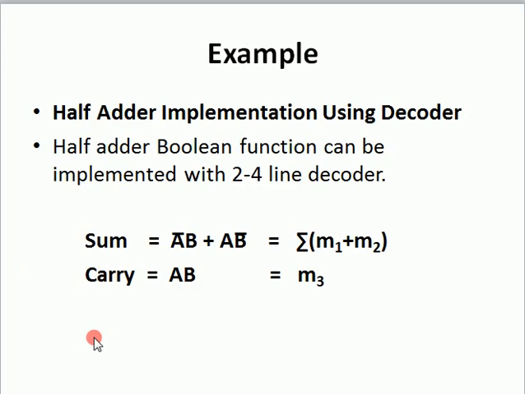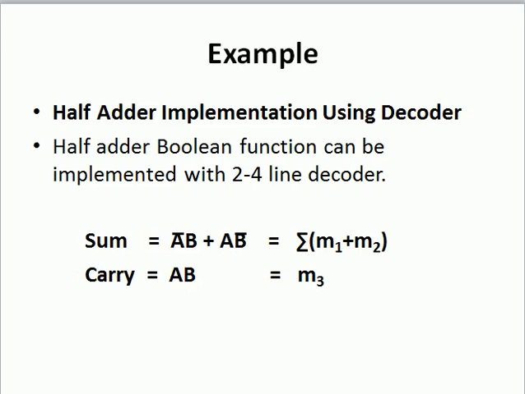Now let's suppose we have an example, in which we have to implement a half adder using a decoder. Basically, the half adder's Boolean functions can be implemented by using a 2 to 4 line decoder. If you remember, in a half adder the sum is equal to A complement B plus AB complement, that is the exclusive OR gate, and it is also the summation of M1 plus M2, and the carry is AB, that is equal to M3.